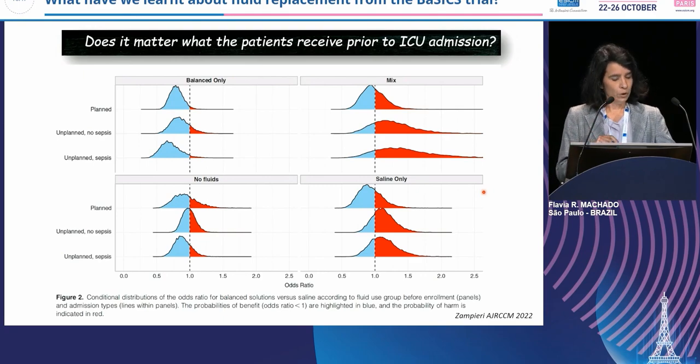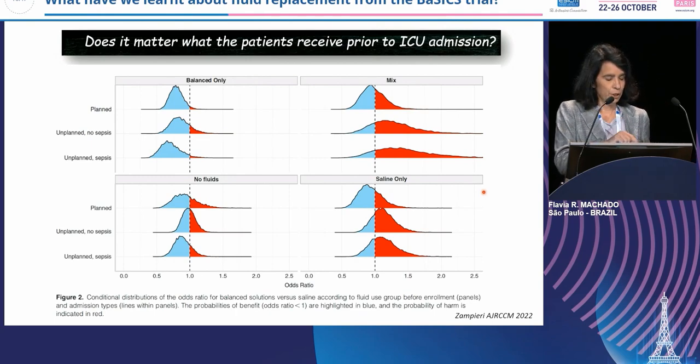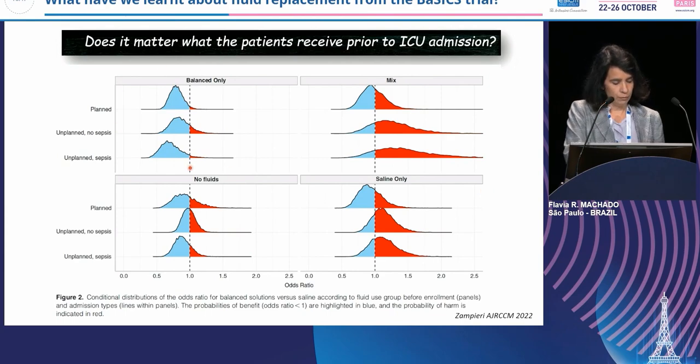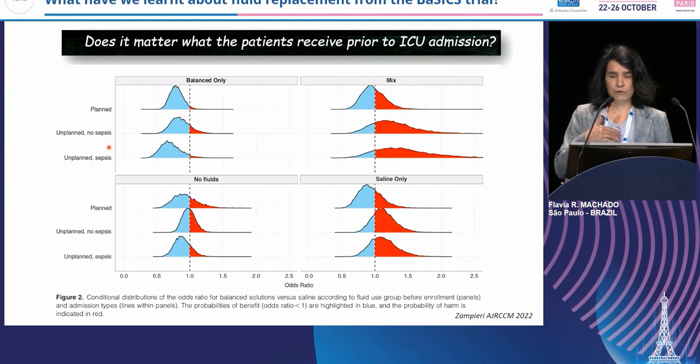However, when you look at the fluid that the patient took as resuscitation fluids in the 24 hours prior to randomization, if the patient had used only balanced solution before randomization, it doesn't matter if it was a planned admission or, in our case, an unplanned admission with sepsis, there was a high probability of this patient benefiting from receiving balanced solution after randomization.